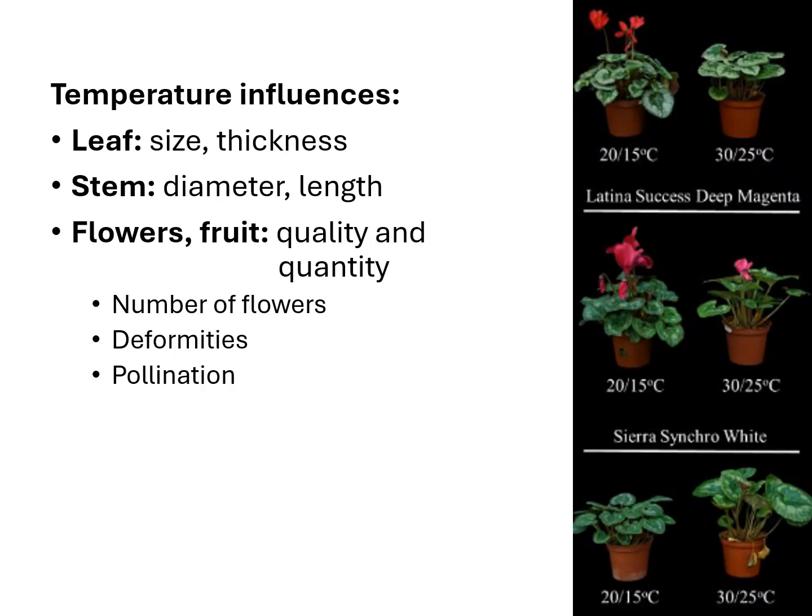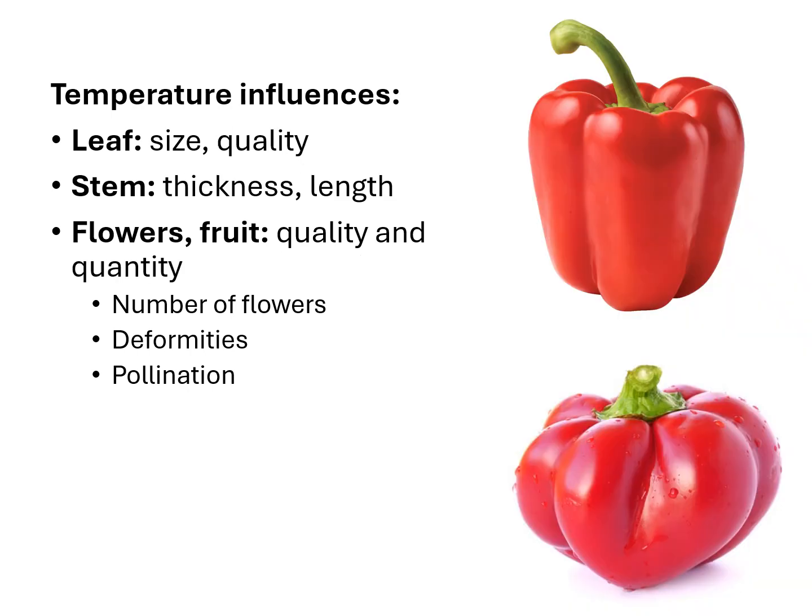Well, yeah, here it is. So, for example, we can affect the size and thickness of a leaf. We can affect the diameter of a stem or how long the stem is. We can also impact the quality and the number of fruits or flowers. And of course, temperature also can cause deformities and disrupt pollination and other things that we have to be careful about. And typically, it's the extremes that we're worried about when it comes to pollination and deformity.